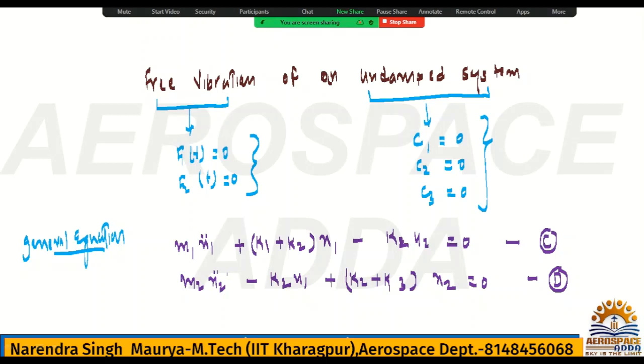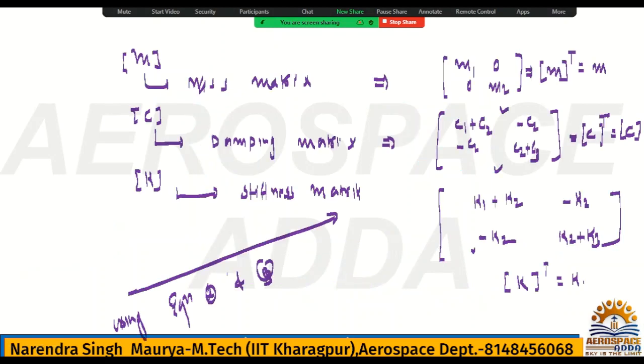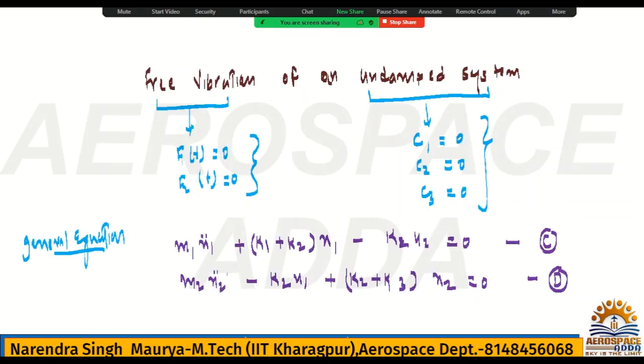Now you can write this into matrix form. It will be very easy for you to write in matrix form. If you write the matrix form, then what value will you get? Check. M1 M2 you will have; damping coefficient will not be there, only stiffness you will get. So now you can write the matrix form: the mass matrix times x double dot, plus the stiffness matrix k times x is equal to 0.